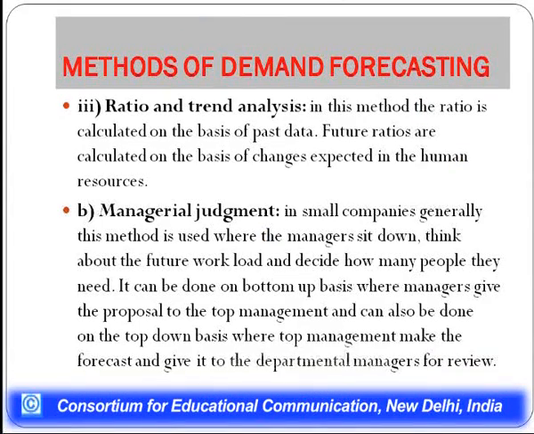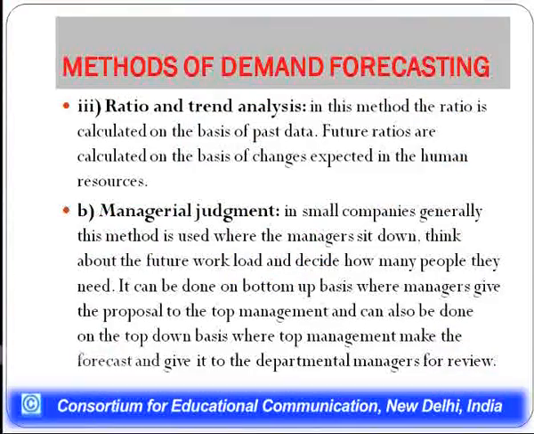The third is the ratio and trend analysis. In this method, the ratio is calculated on the basis of past data. So, historical data here is most important in calculating the number of people in terms of the demand forecasting of personnel. Future ratios are calculated on the basis of the change which is expected in the human resources. So, this is again a very good method in calculating the ratio and the trend analysis. It helps us in calculating demand forecasting. It's a very important demand forecasting technique and would help us in knowing about the right number of people which are demanded in the organization.